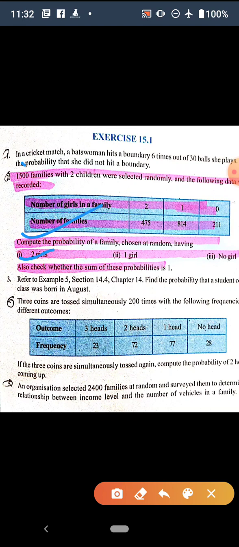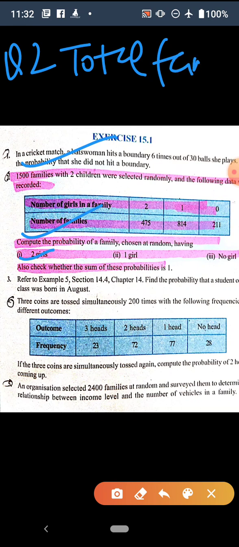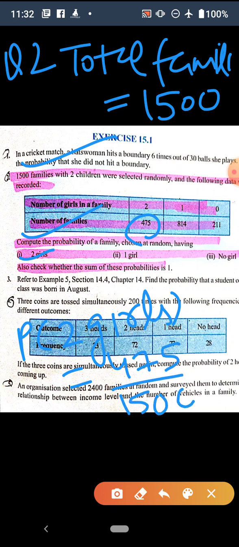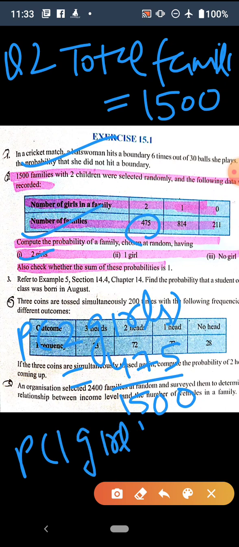Here you can see that there are 1500 families. So how many total families are there? Total families are 1500, and families with 2 children were selected randomly. So what is the probability that there are 2 girls? How many favorable outcomes are there? 475. What are the total outcomes? That is 1500. And if there is a probability of 1 girl, what are the favorable outcomes?